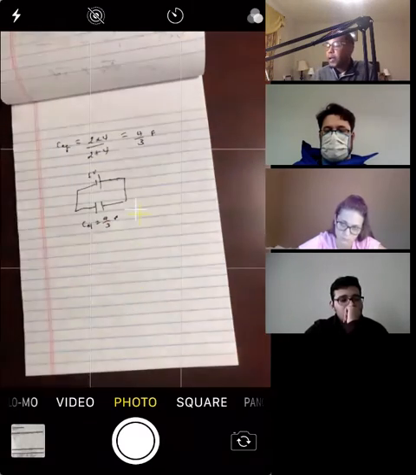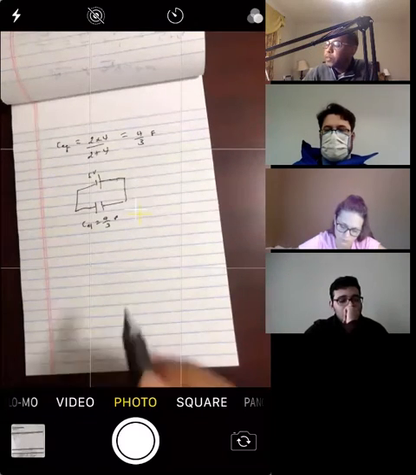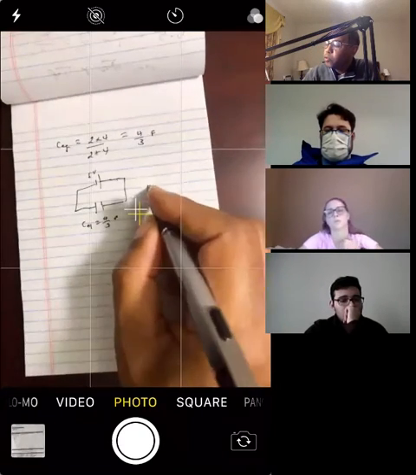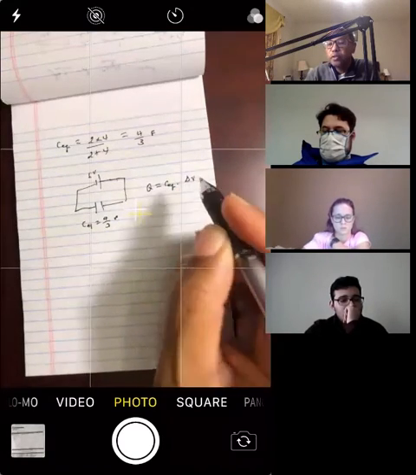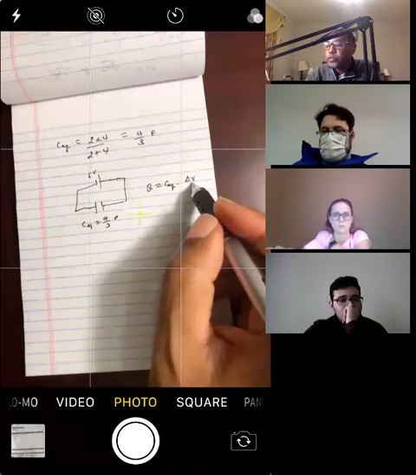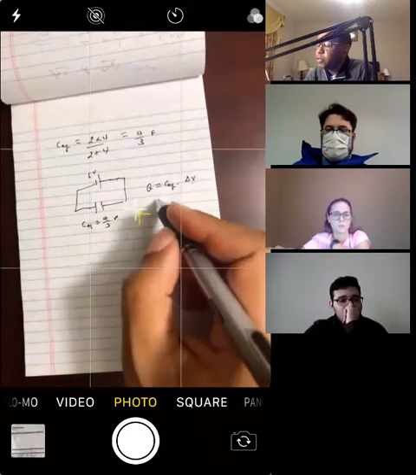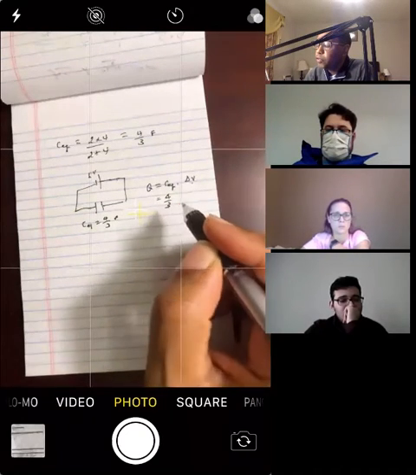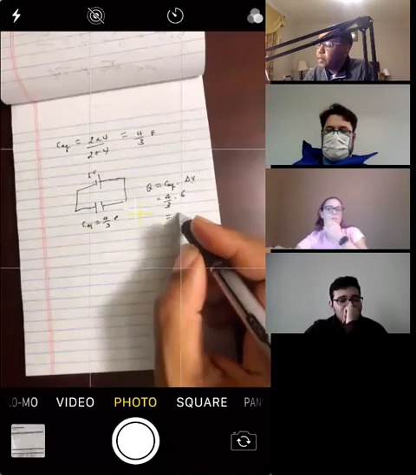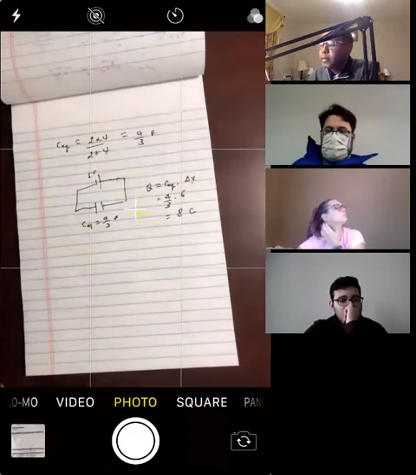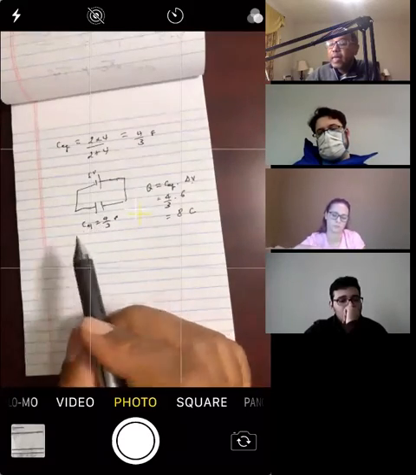All right, now I can calculate the charge. That's the total charge. Q equals CEQ times delta V, right? Total potential difference times the equivalent capacitance of those two capacitors. So that is 4/3 for the equivalent capacitance and then 6 for the potential difference. You get 8 coulomb. Okay, so the charge accumulated by the equivalent capacitance now is 8 coulomb.